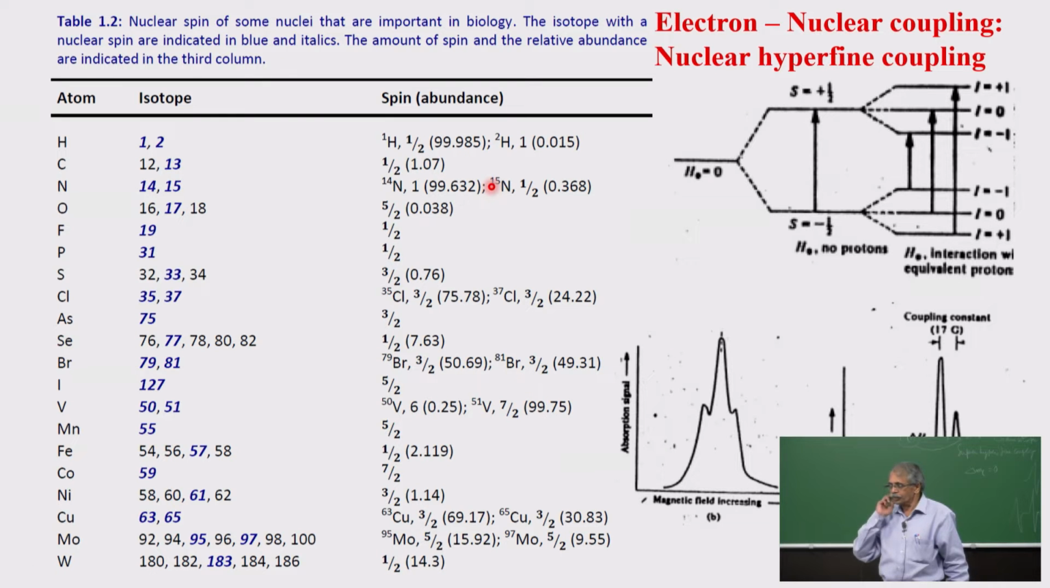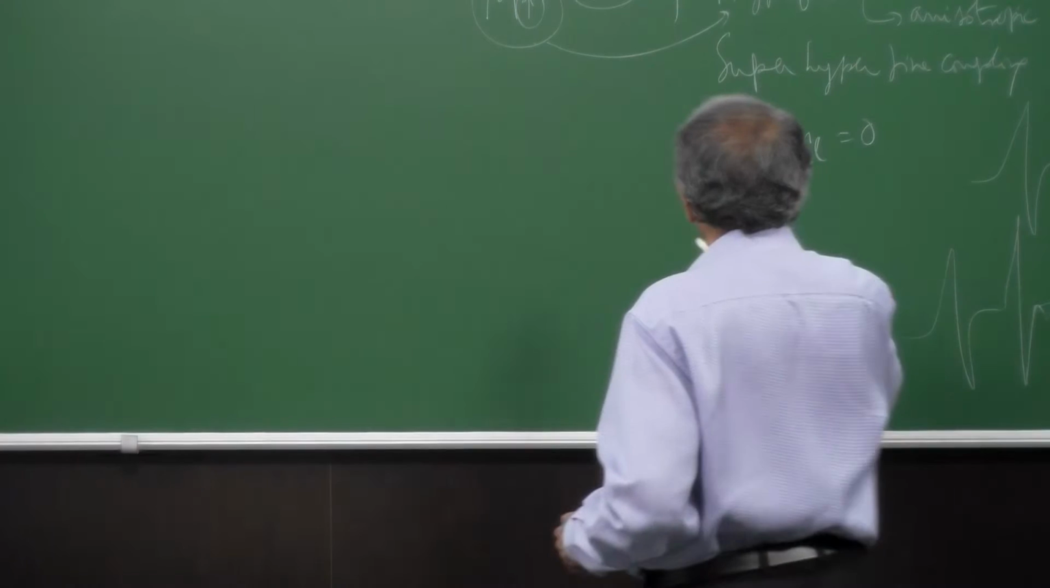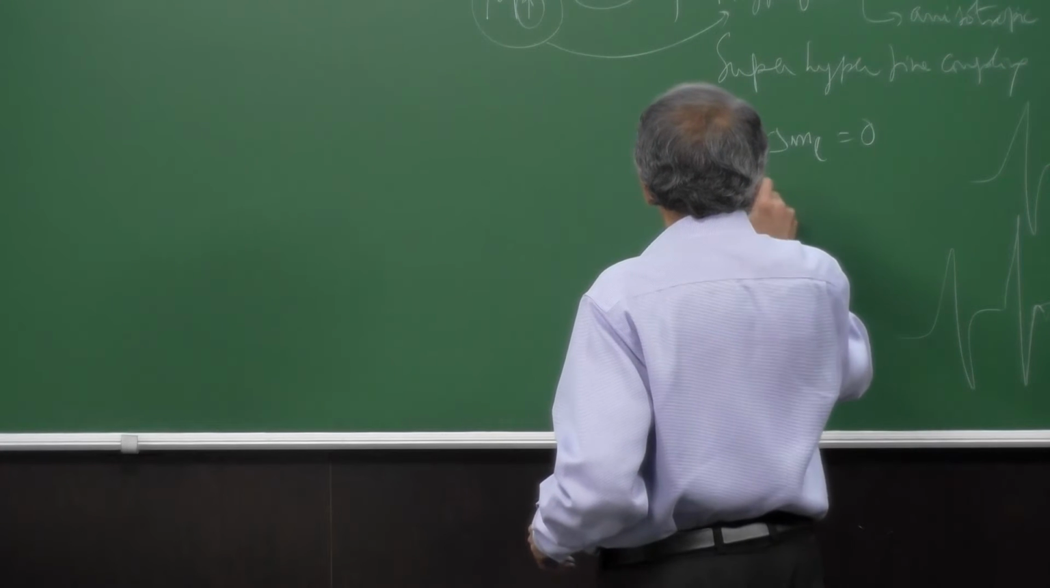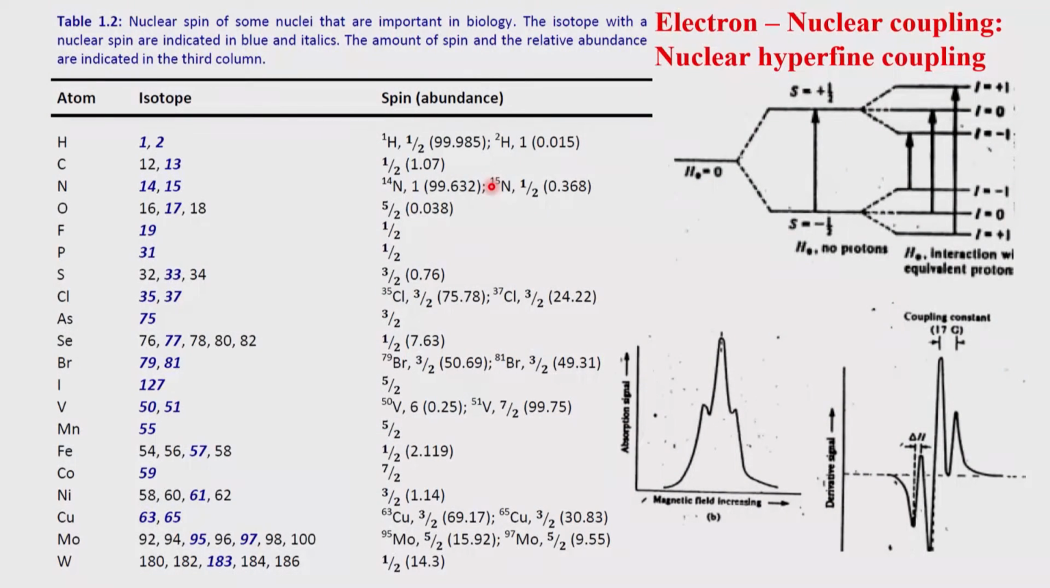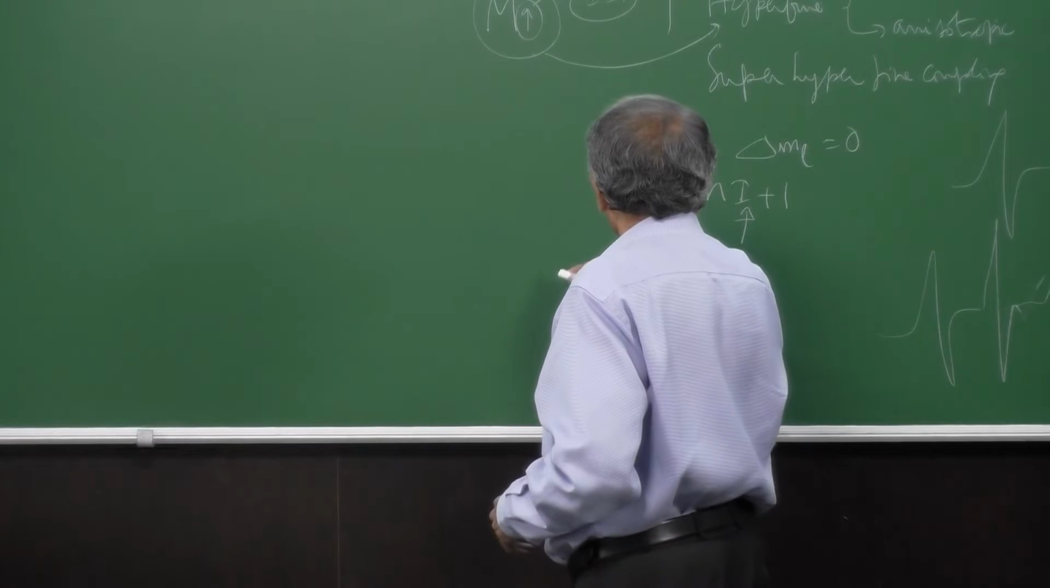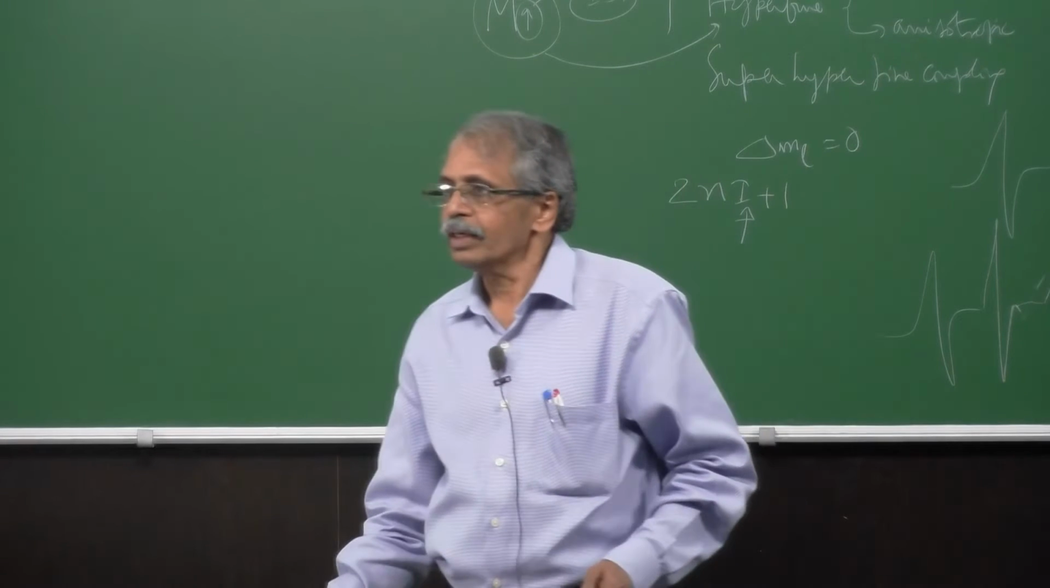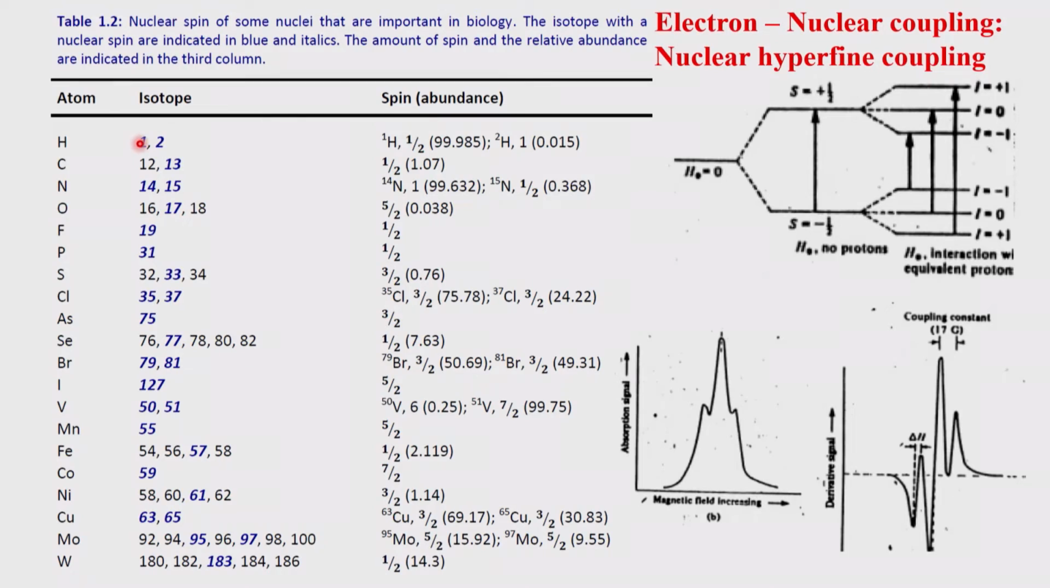If the spin value is 0, then it will not couple, and those which are non-zero, they will be coupling in the fashion that 2nI plus 1. So I is the nuclear spin value. Okay, for example, point number 1. Next is you need to look at the abundance part of it. We'll look at that. For example, hydrogen has got both 1 and 2. 1 is having an I is equal to half, 2 is having an I is equal to 1.